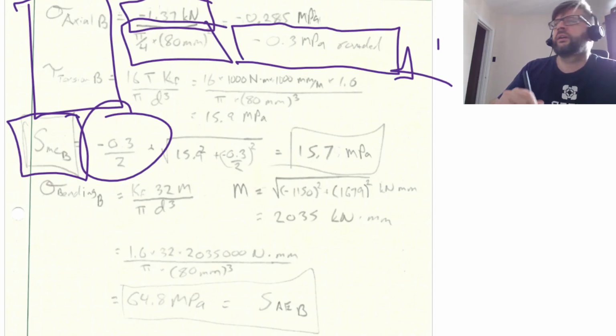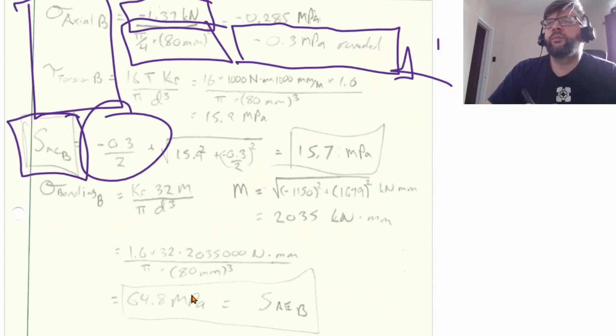And then we've got the bending: Kf times 32M divided by pi d to the third. Our M value at that point we calculate by taking the square root of the sum of the squares of the M's about the y and z axes at that point. That will be 1150 and 1679. So the maximum magnitude, at a particular orientation of the moment, is 2035 kilonewton millimeters.